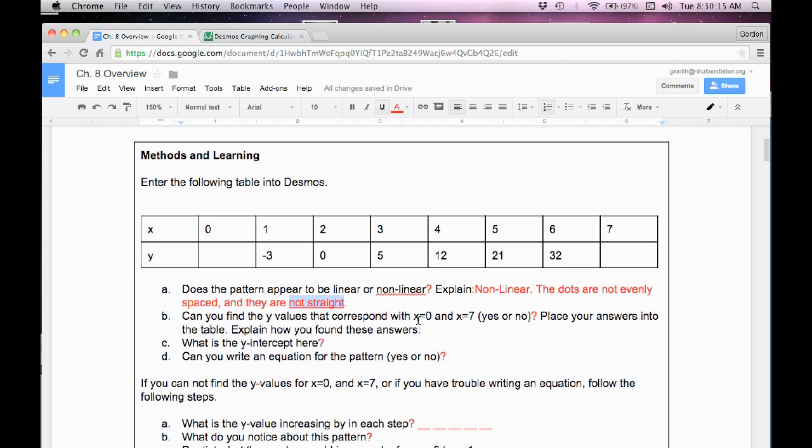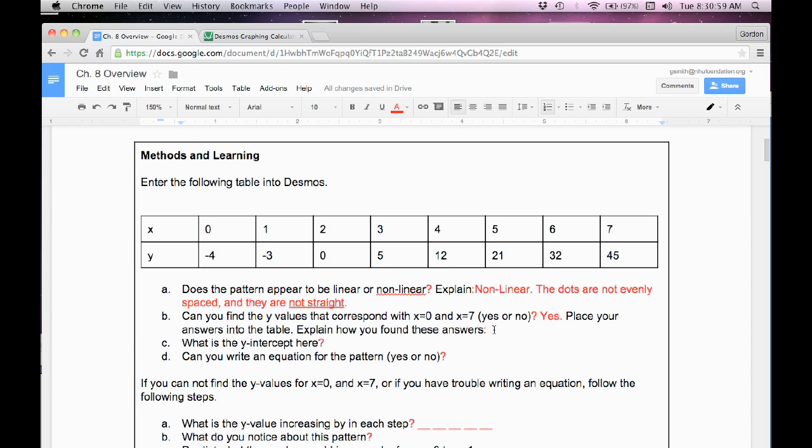Can you find the Y values that correspond with X equals 0 and X equals 7, yes or no? Well, let's look at this. It goes -3, 0, 5. So this goes up by 3, up by 5, up by 7, up by 9, up by 11. So you can count 3, 5, 7, 9, 11. So I'd say it goes up by 13 here. So that would be 45. And if it went up by 3 here, then it has to go up by 1 here. So this one should be -4. Okay. So can I do it? Yes, I can.